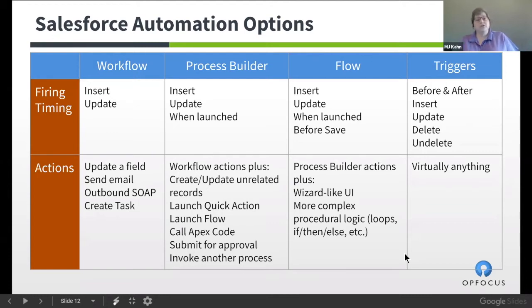Then several years ago, Salesforce came out with Process Builder. It's a much more visual user interface. It fires when a record is created, when a record is updated, or when there's some event that explicitly launches a Process Builder. Process Builders can do everything that workflow actions can do, plus a few other things. In workflow, you can only update the record that caused the workflow to fire or a master detail parent. With Process Builder, you can actually create and update totally unrelated records. So a lot more power there.